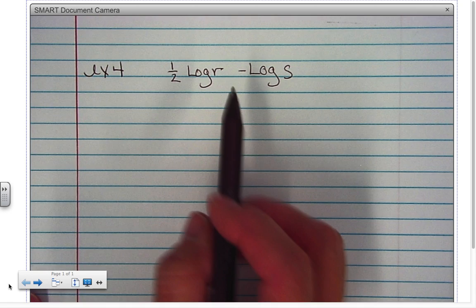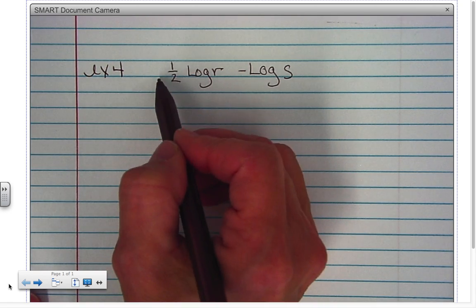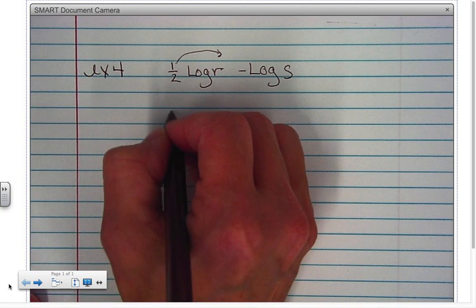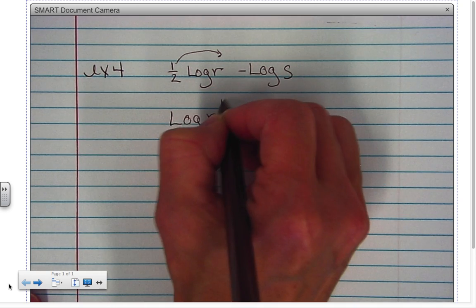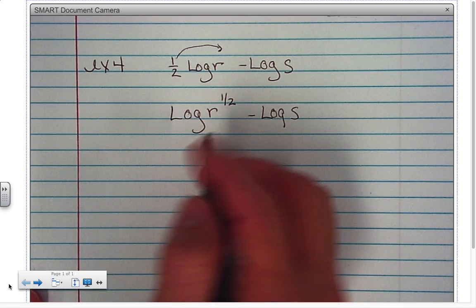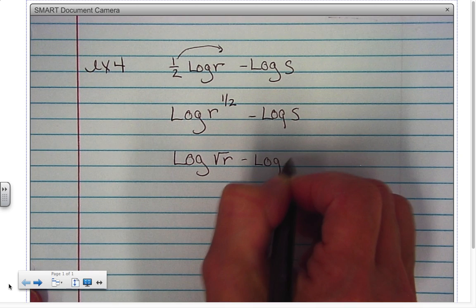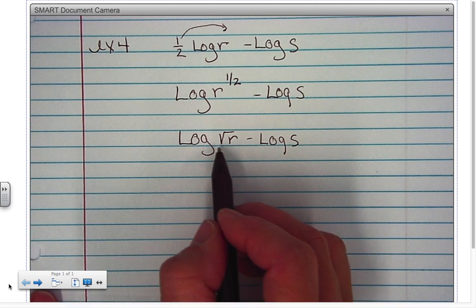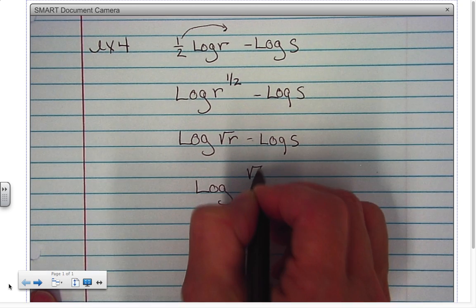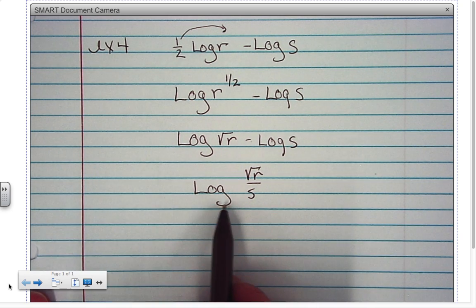So there's a bunch of stuff going on. You see the subtraction and you see the 1/2. My first step is, anytime I have something out front, I'm working now backwards, that's going to pop up as an exponent. So line 1 would be log r to the 1/2 minus log s. R to the 1/2 is the same as doing a square root of r. And then one more thing where it's showing subtraction, if I want to combine them, I'm going to make it division. So that's your final answer, the square root of r over s. There should just be one word log at the end.